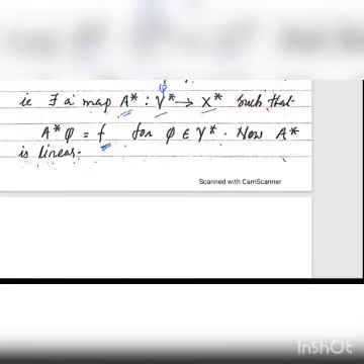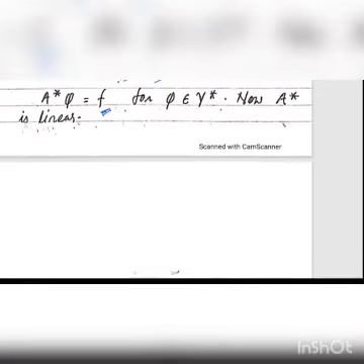So A star phi means it belongs to X star, but it is mapping phi to f. So I can write this as f of x, but f is given as A star phi. So I can write this as phi of Ax, which is same as A star phi of x. Now A star is a bounded operator. That means that I want to prove norm of A is less than infinity, which is finite.